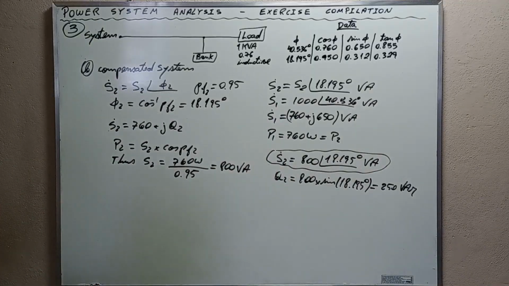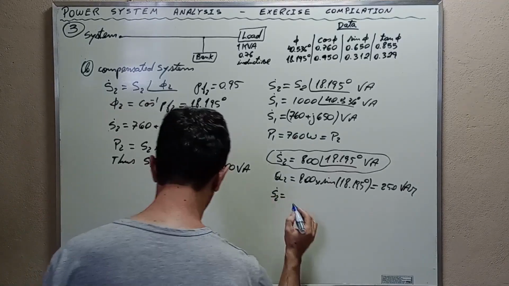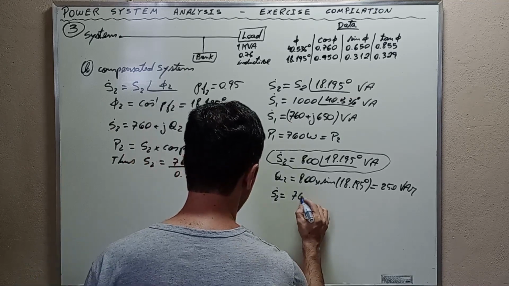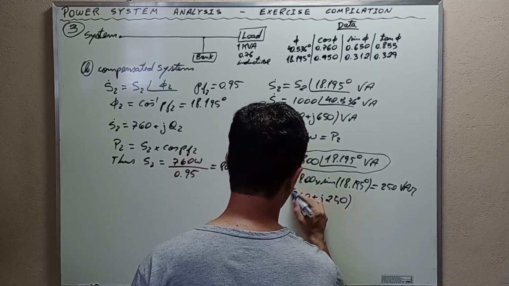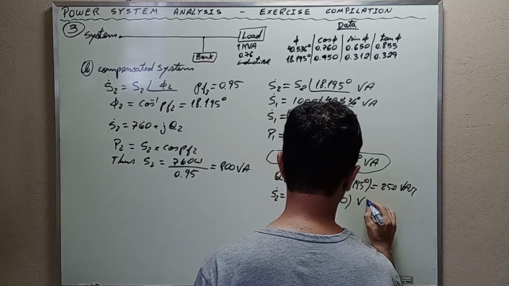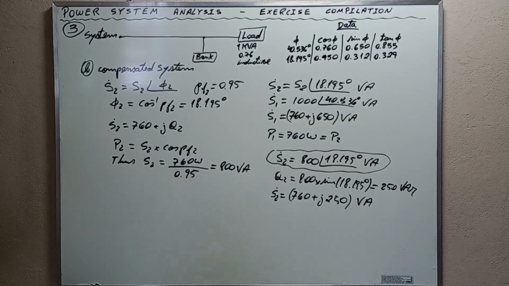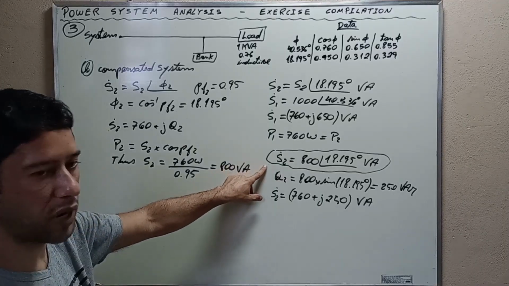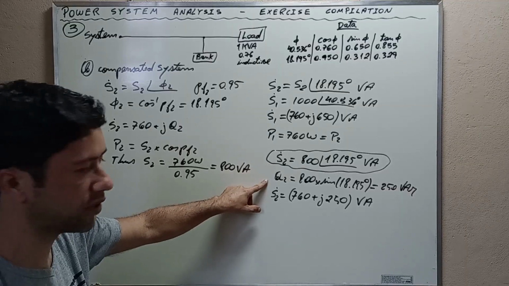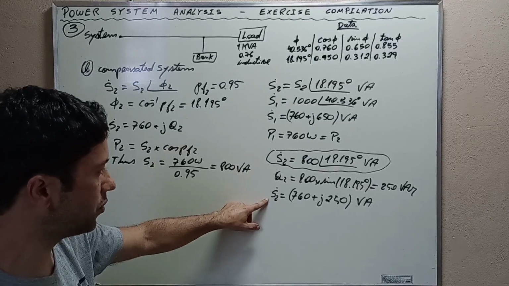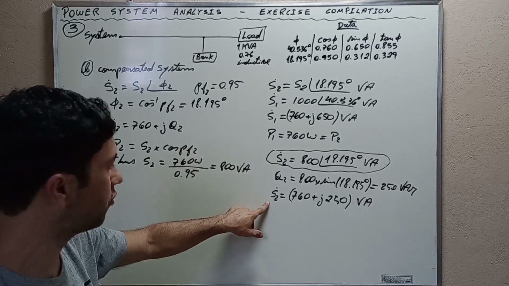Then we conclude that S2 is equal to 760 plus J250 VA. Okay? The complex power of the compensated system is this. This is the complex power of the compensated system, and this is the reactive power of the compensated system, and this is the compensated system written in Cartesian coordinates. Okay?